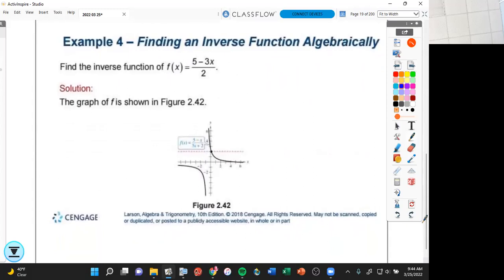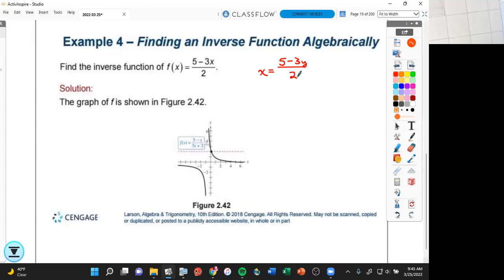So find the inverse of 5 minus 3x divided by 2. They've graphed it for us. Does it pass the horizontal line test? Is the function 1-to-1? Yes, it passes both vertical and horizontal, therefore it is 1-to-1. Okay, let's find the inverse. F of x is my y. I'm going to swap x and y. So this becomes x equals 5 minus 3y divided by 2.